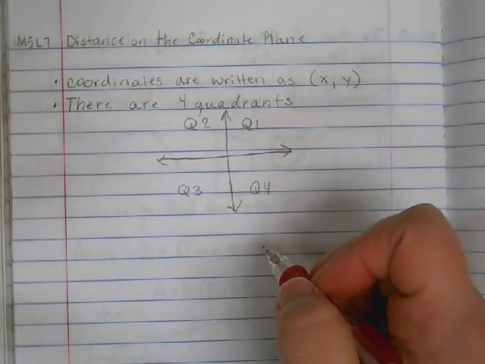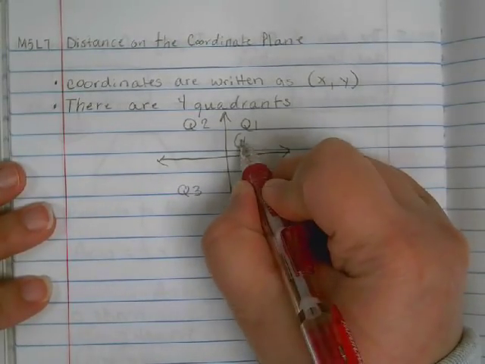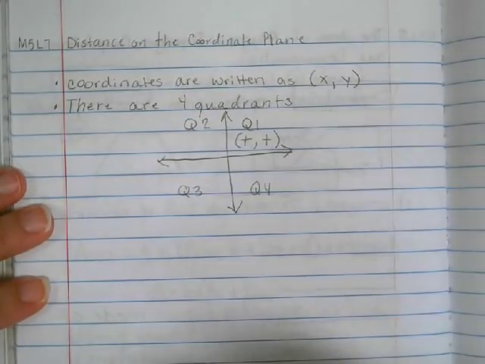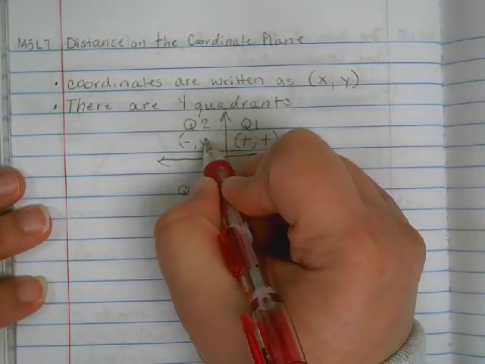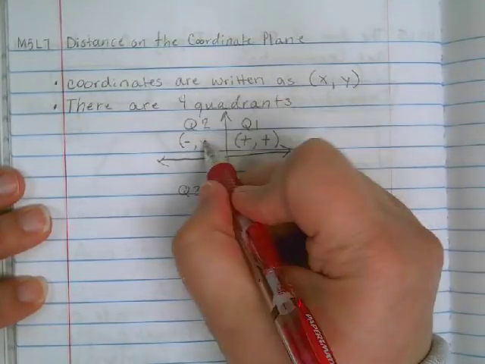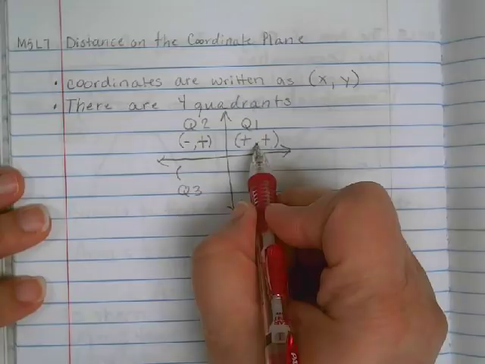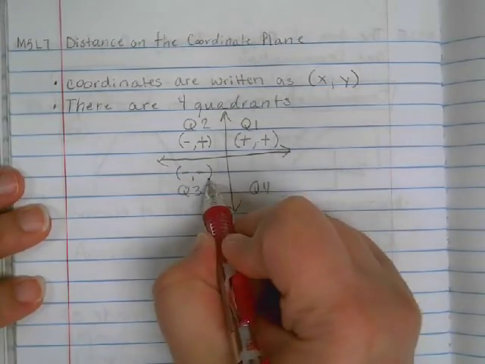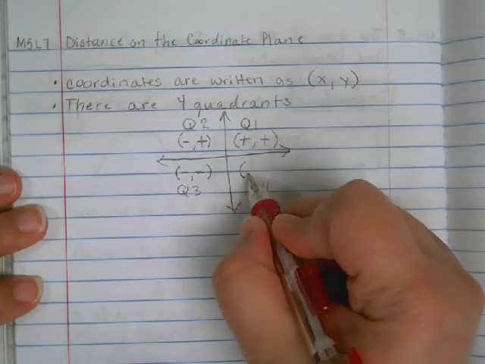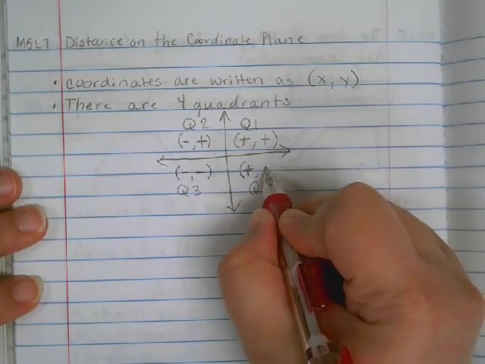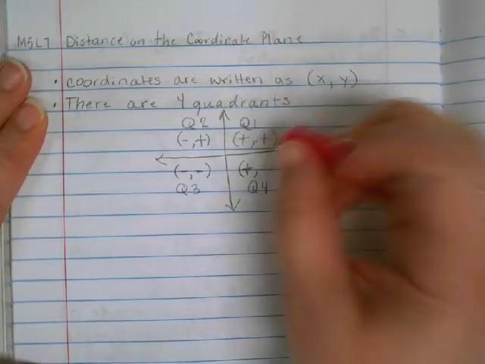Now, inside these quadrants, you will look for numbers that are positive or negative. The coordinates in quadrant 1 will both be positive. The coordinates in quadrant 2, the x-coordinate will be negative and the y-coordinate will be positive. In quadrant 3, it's going to be the opposite of quadrant 1. Both coordinates will be negative. And then in quadrant 4, it's going to be the opposite of quadrant 2. So the x-coordinate will be positive, but the y-coordinate will be negative.